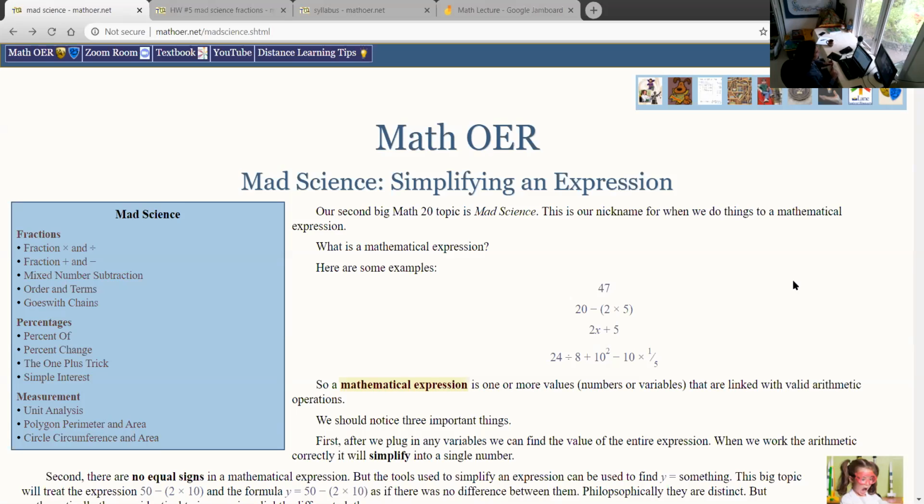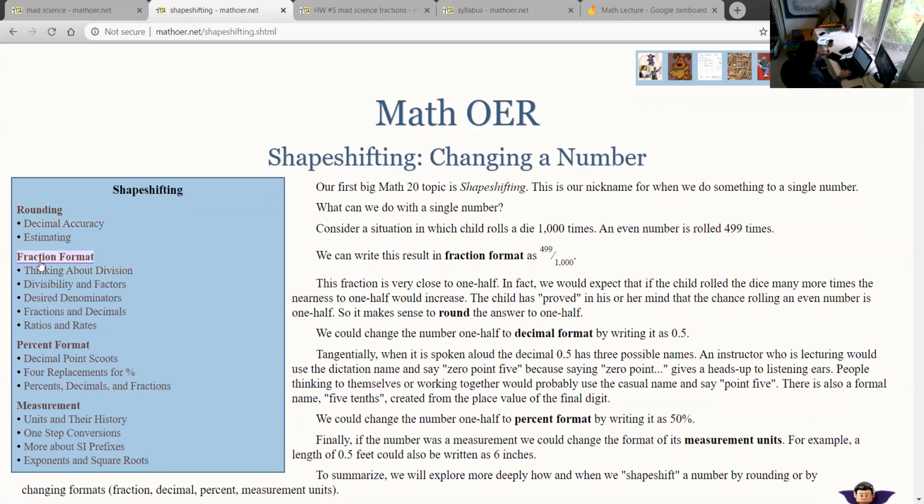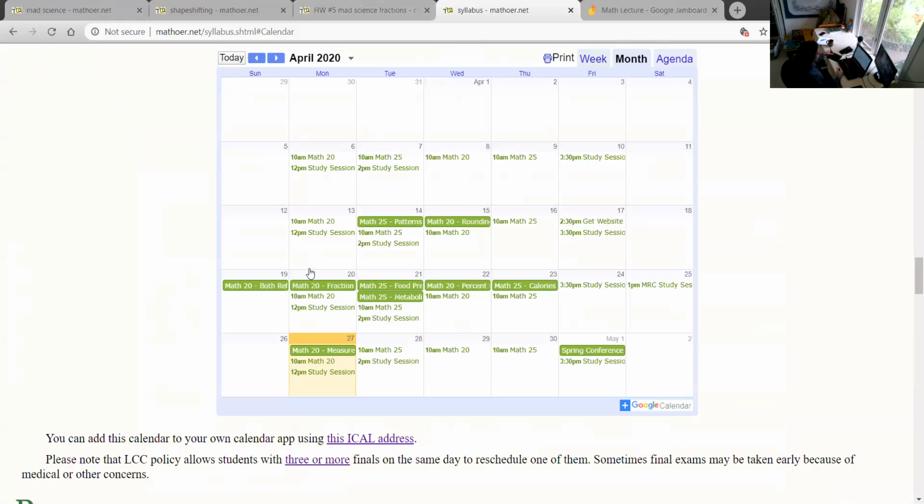Can I repeat what I said? Sure. So if I go back to, come on, here we go. Rounding, fraction format, percent format, and measurement, and the shape shifting all have due dates. So, whoops, not that one, this one. So here we go: rounding, fraction format, percent format, and measurement. Measurement isn't due until today, so finish it up if you haven't yet, and then nothing will be late.